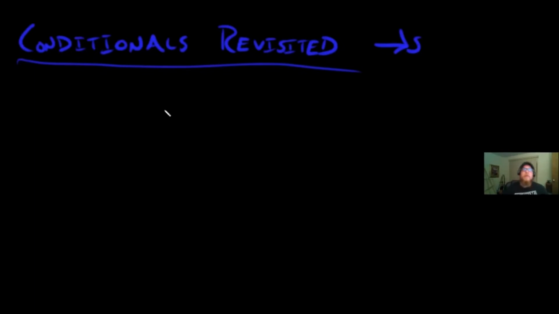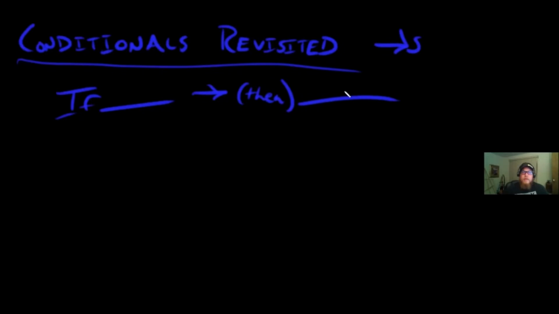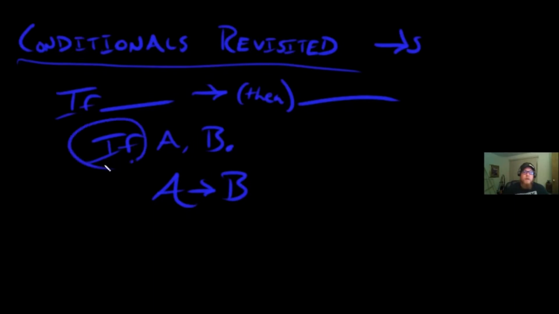So first of all, let's talk about the notion of an arrow. Here's what we've said so far. It works this way: we've got if, and whatever follows if goes on the left side of the arrow. Then we've got the arrow, and sometimes the word then. It's not always there. Whatever follows goes on the right side of the arrow. So if I said something like, if A, comma, B, the way we translate that is A, arrow, B, because whatever follows the word if goes on the left side of the arrow.